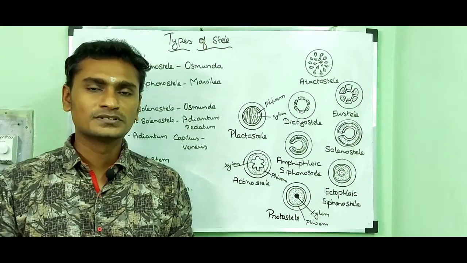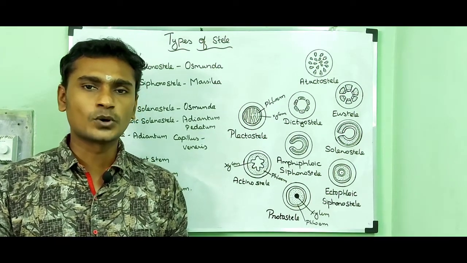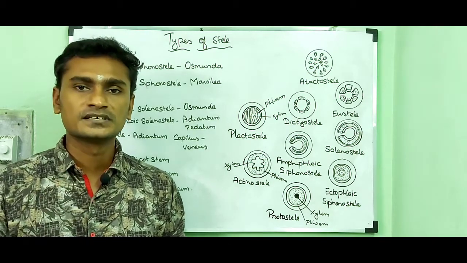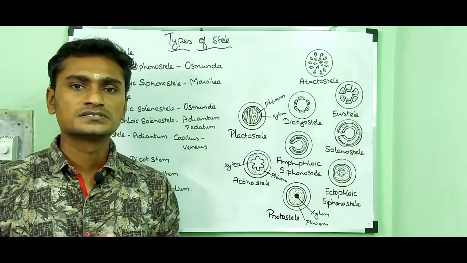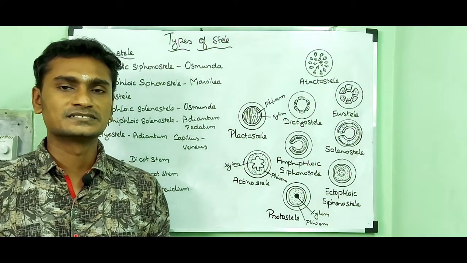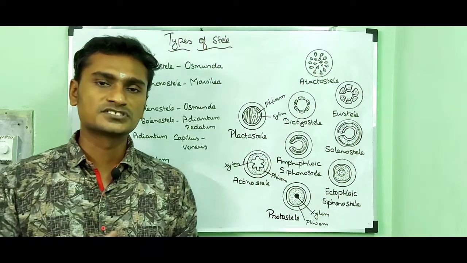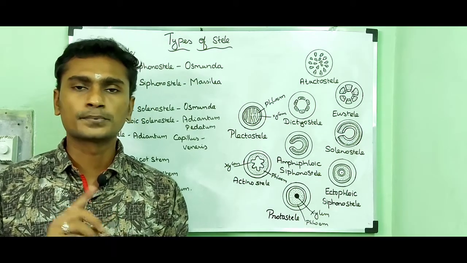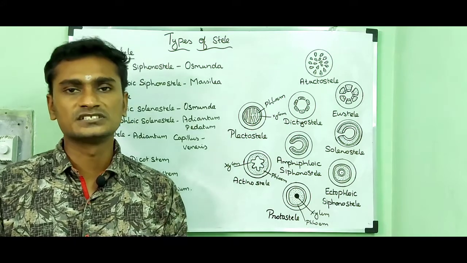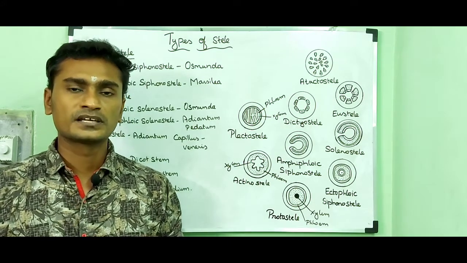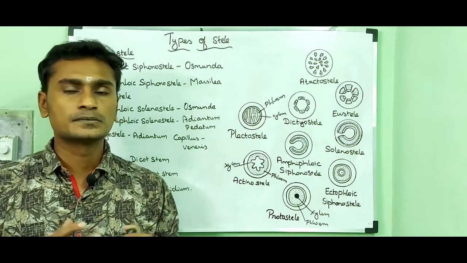Let us talk about the next type of steel called Ssiphonosteel. Ssiphonosteel can be defined as xylem surrounded by phloem with pith at the center, and that type of steel is called Ssiphonosteel. So the major difference between the protosteel and the Ssiphonosteel is pith. In protosteel, pith is absent. In the Ssiphonosteel, pith is present.